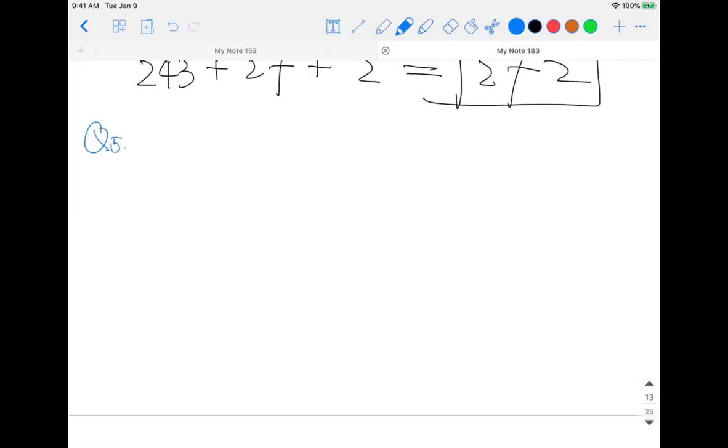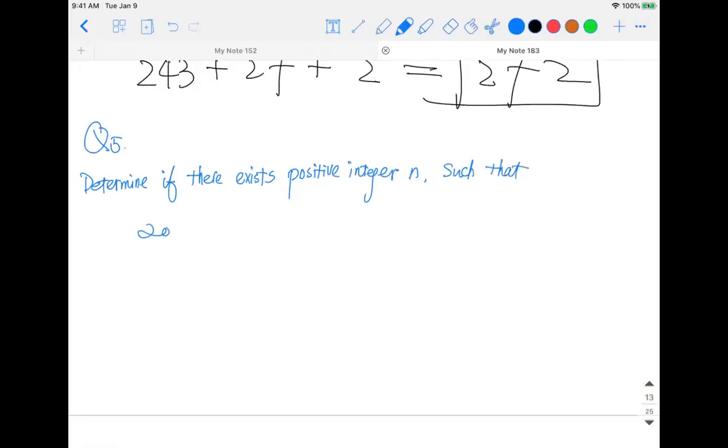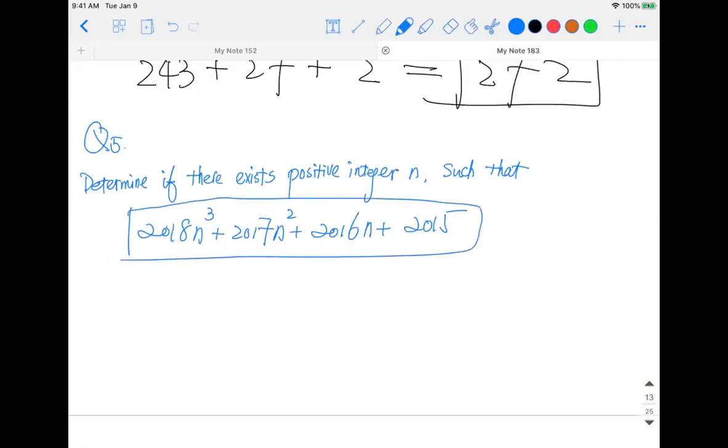Number 5. Determine if there exists positive integer n such that 2018 n cube, 2017 n square, 2016 n plus 2015. That's a huge number, right? Whatever, this guy can be divisible by 3. Can be divisible by 3.